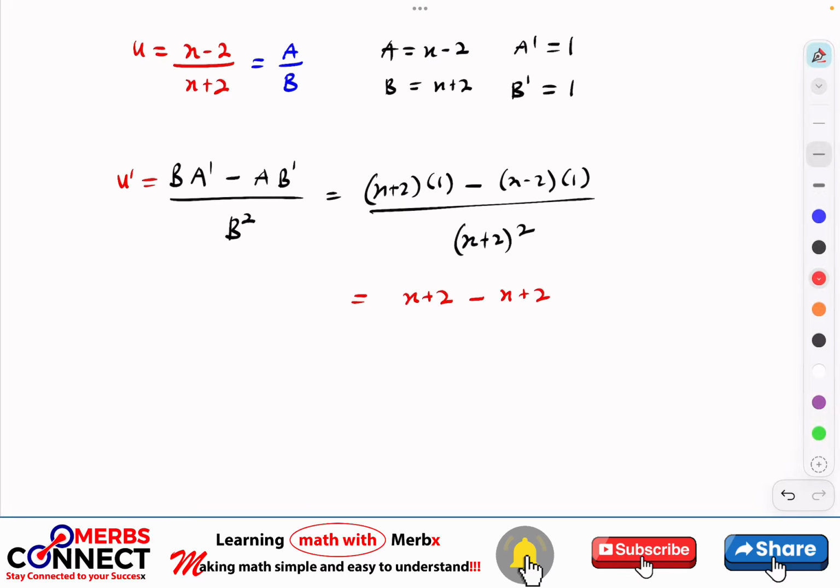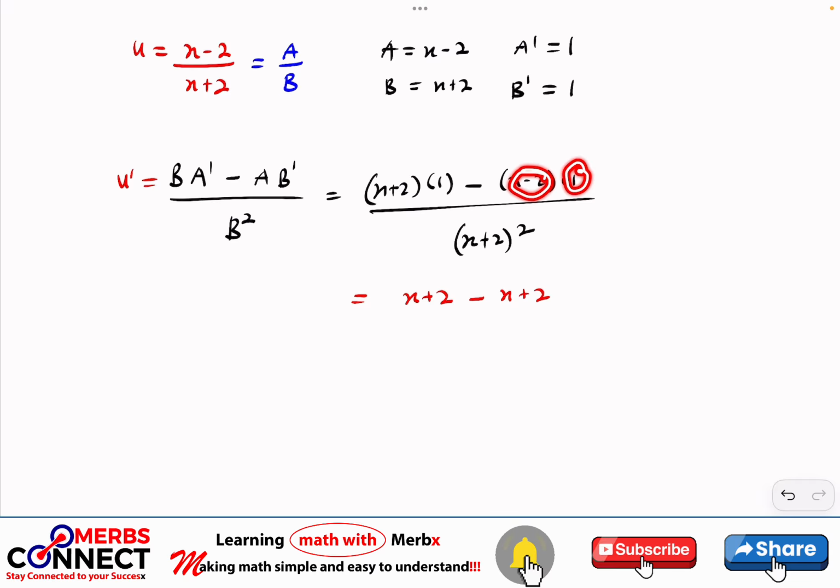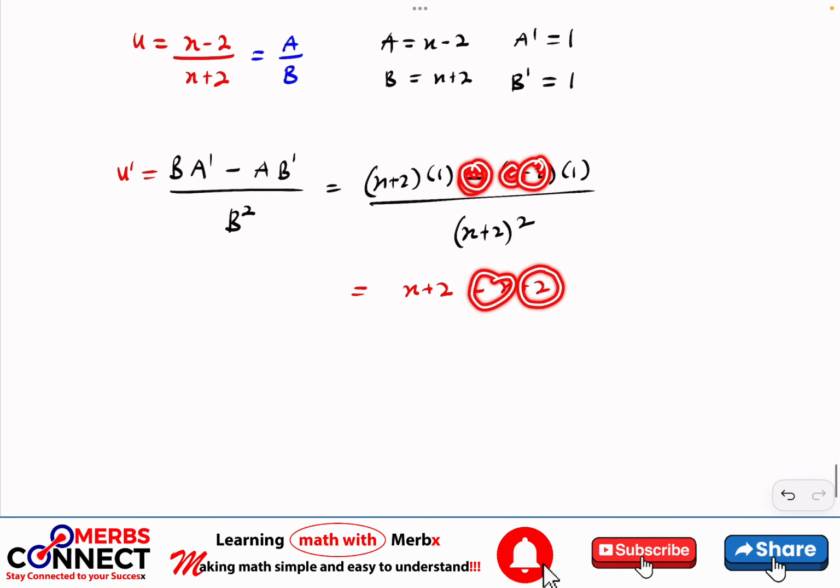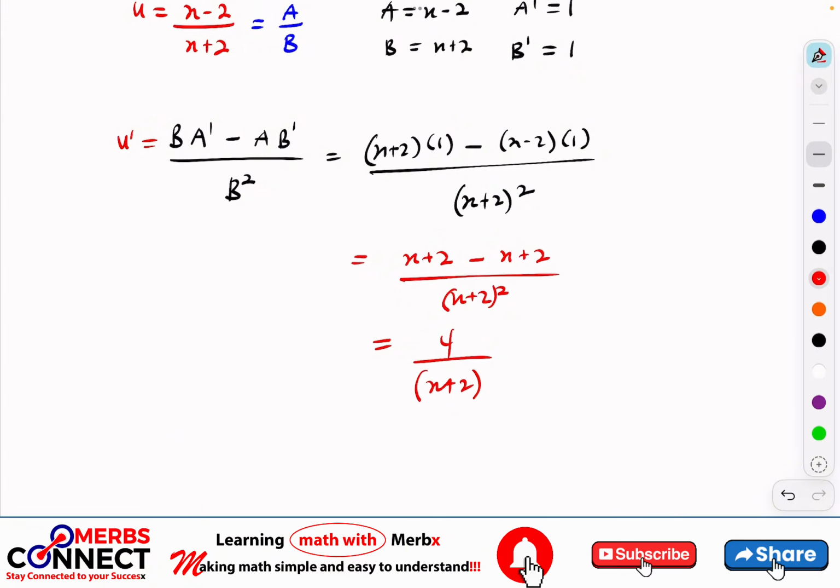So what is happening here? Check here. When I multiply through by 1, I get the same thing. When I multiply this one by 1, I get the same thing here, but we are going to multiply 2 by minus. So minus times x is minus x, and minus times minus 2 will be positive. So this is going to be divided by x plus 2 squared. And this is going to give us x will cancel x. So we are going to have 4 divided by x plus 2 all squared.